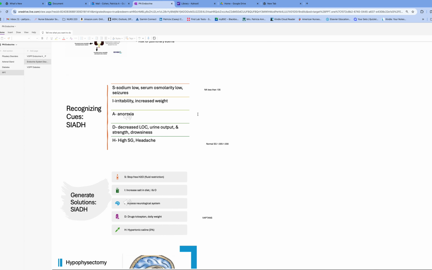So the signs and symptoms are usually due to the low sodium level. They could have seizures, anorexia, irritability. They're going to gain weight. Their LOC can be decreased. Urine output's decreased as well because they're holding on to all the water. High specific gravity and a headache because of the hyponatremia.